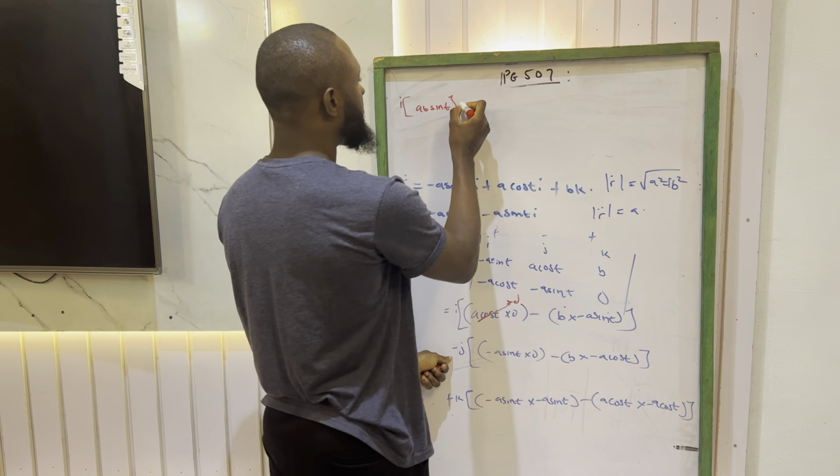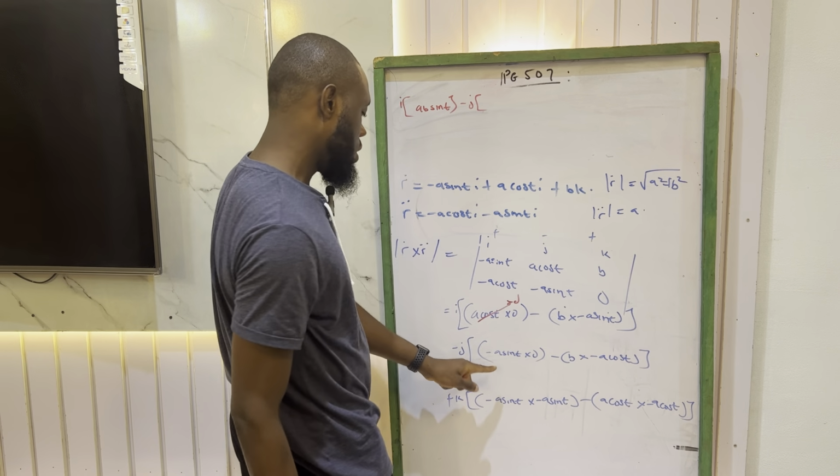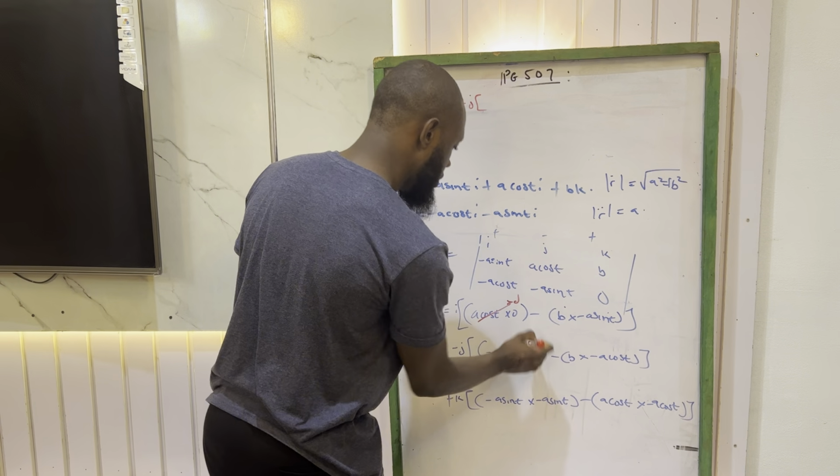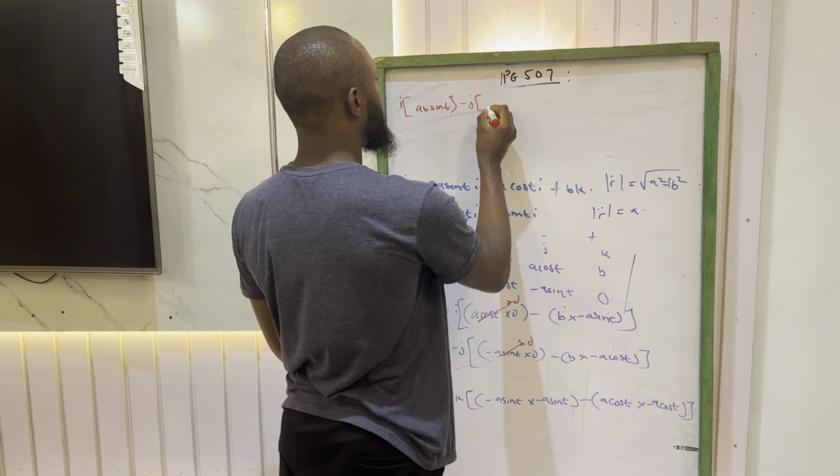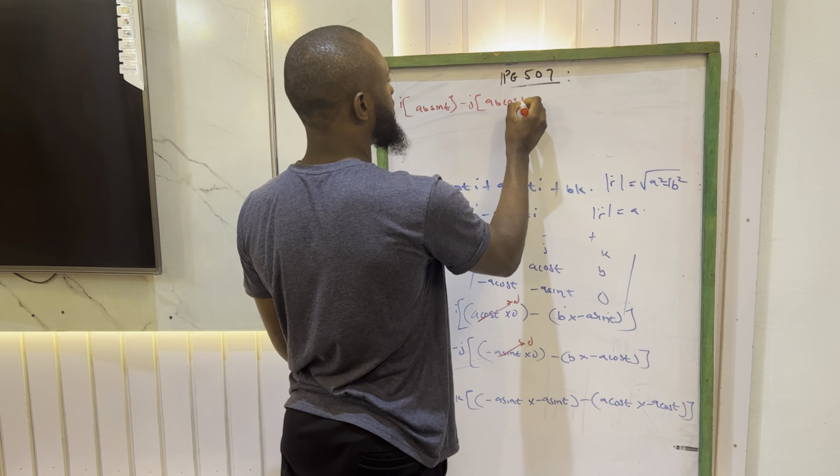Then for j we have minus j open bracket what? So this also gives us 0. There's a negative here, there's a negative here, it gives us positive. That's ab cos t.